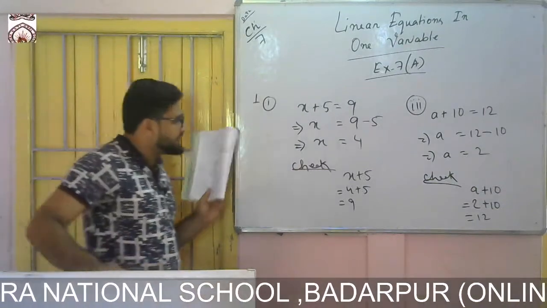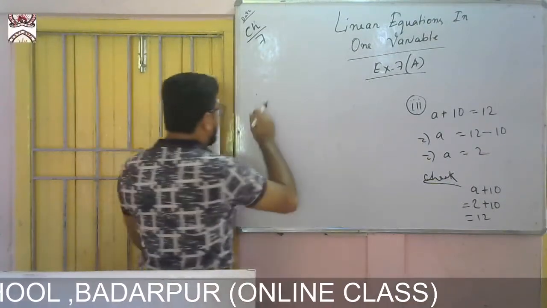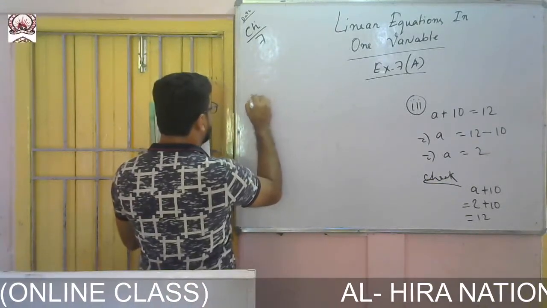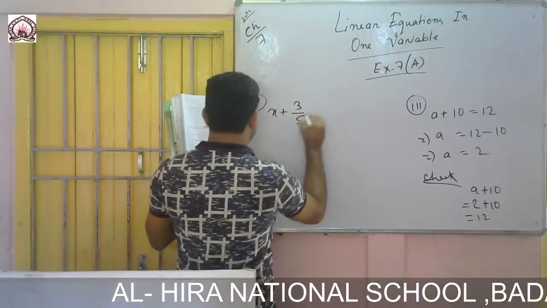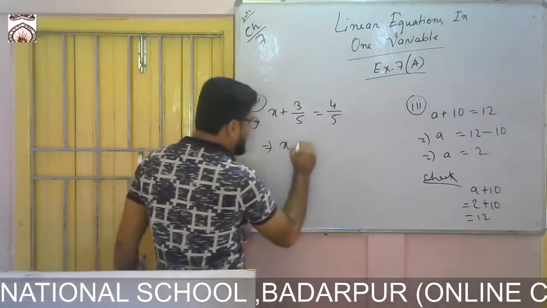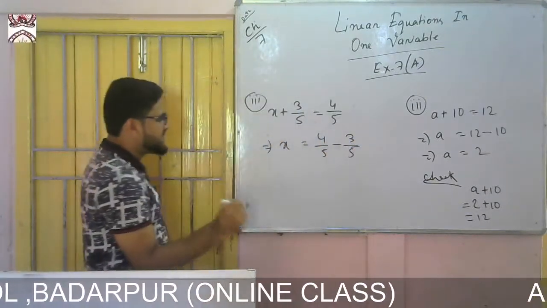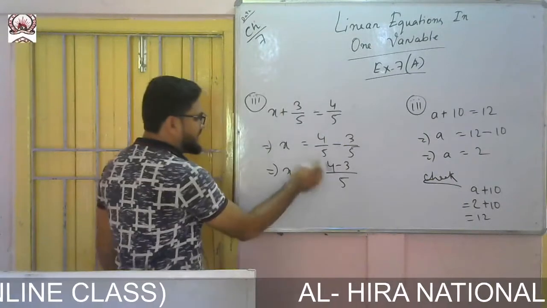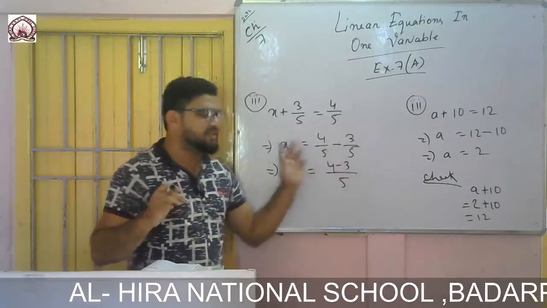Now come to question number 3. You see question number 3, x + 3/5 = 4/5. So transfer this fraction. x = 4/5 - 3/5. Now take LCM 5, then 4 minus 3. If we divide, 5 ones are 5, 1 into 4 is 4, 5 ones are 5, 1 into 3 is 3, then minus.